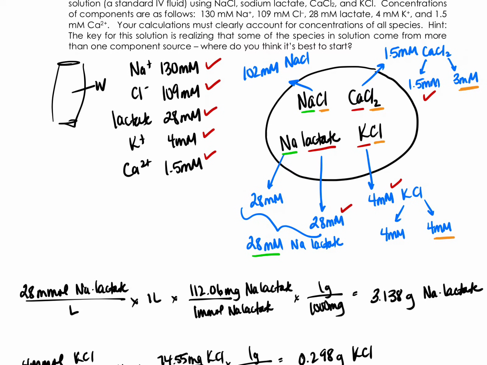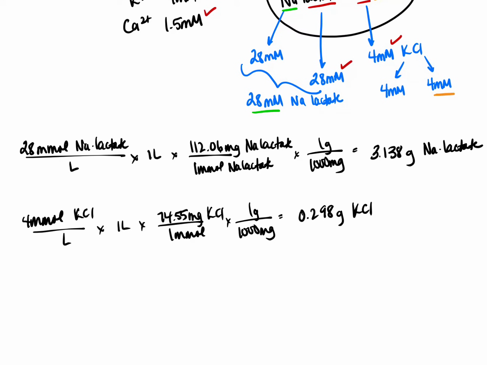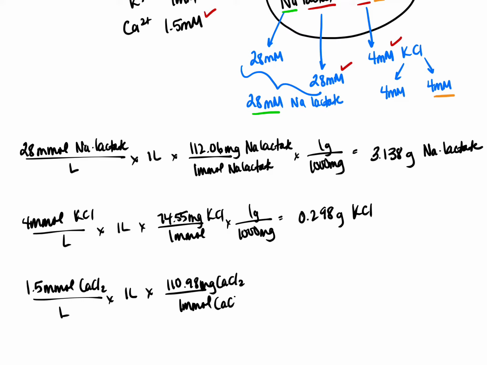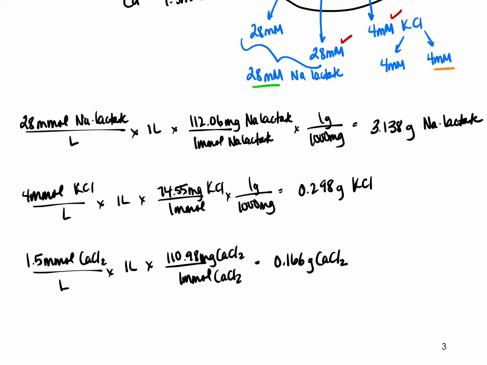Next one that we went through and did was our calcium chloride. So we know we want 1.5 millimolar calcium chloride, so that's 1.5 millimole of calcium chloride per liter. We are making 1 liter, and molecular weight is 110.98 milligrams of calcium chloride. That ends up being 0.166 grams of calcium chloride.